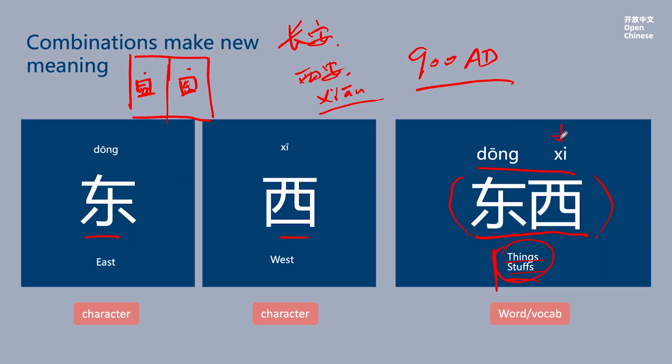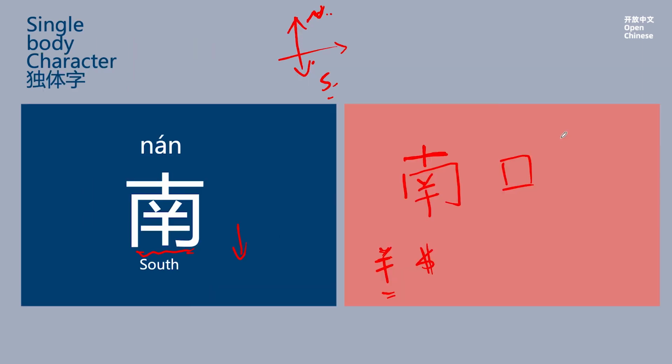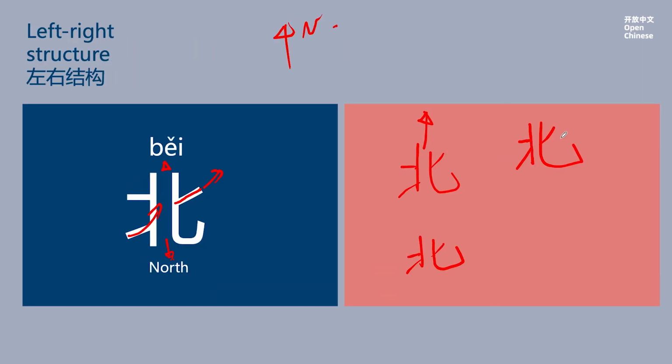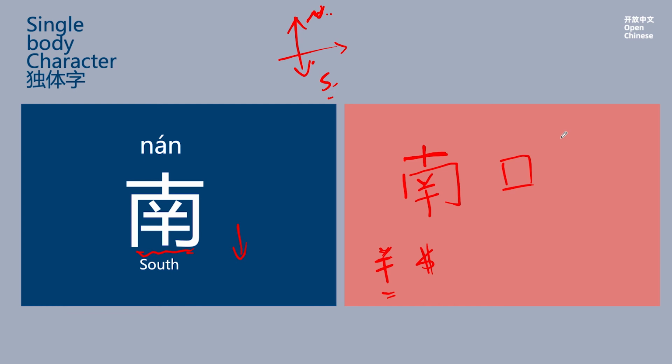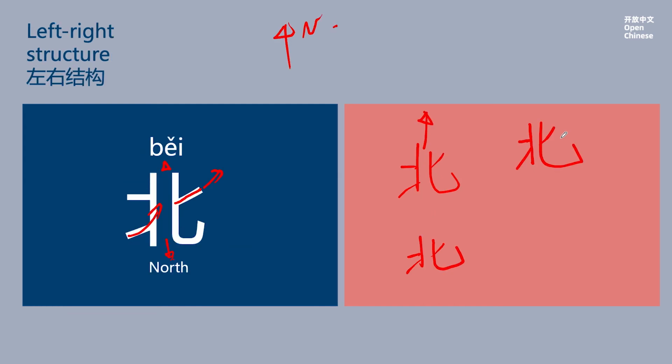东西, 东西. Okay, but people might ask, does 南北 put together make a new word? It does not necessarily. When 南 and 北 are put together, they usually mean south and north. They don't usually mean another thing. It's not like 东西, which when you put together gets a new meaning, things or stuff or consumer goods. But 南北, when you put them together, does not really become a new meaning. Usually it just means south and north.